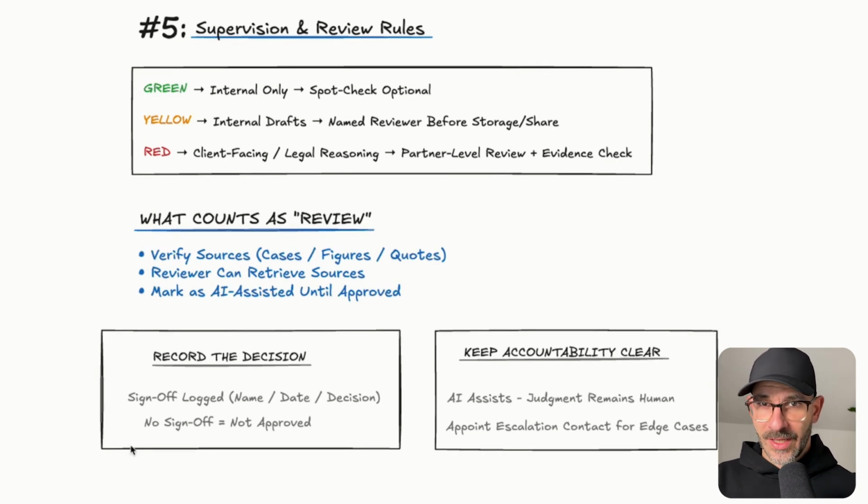And preserve the professional duties. Independent judgment remains with the lawyer. Supervisors are accountable for the work they approve. Competence and supervision standards apply. Remove the ambiguity. Appoint a designated escalation contact, such as an AI policy officer or a partner, for edge cases and incidents, so your team never has to guess. Building block number 6.